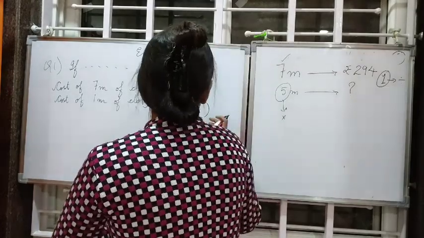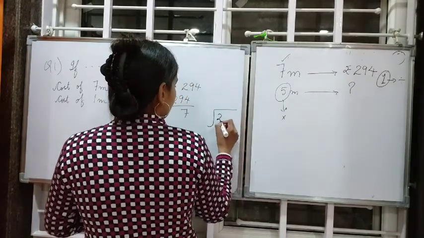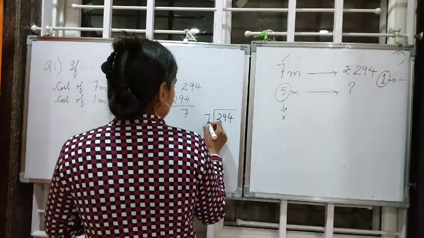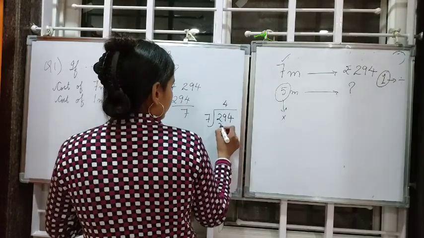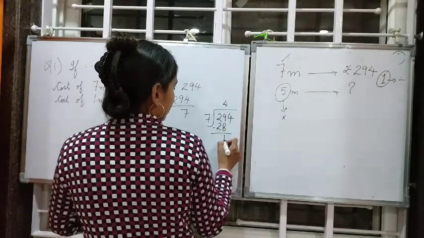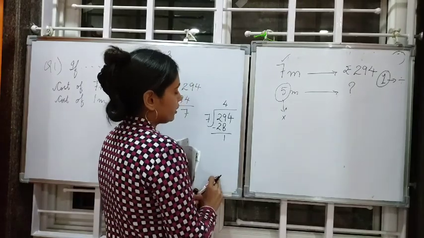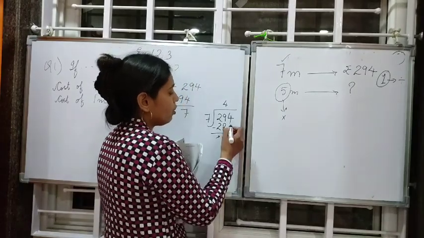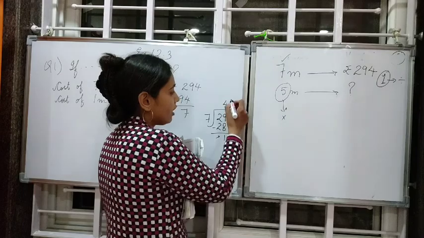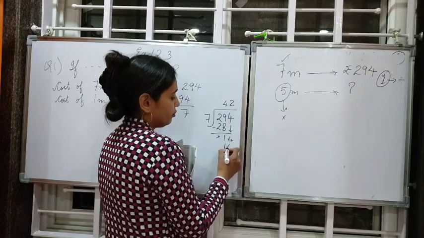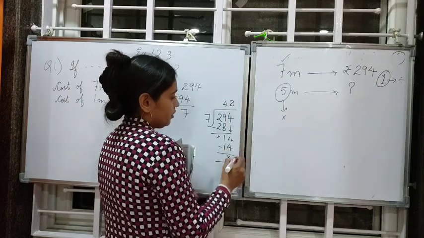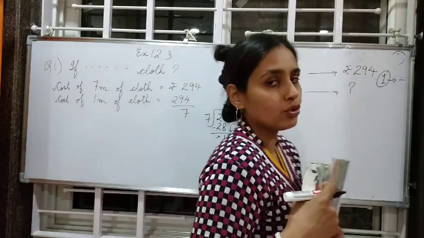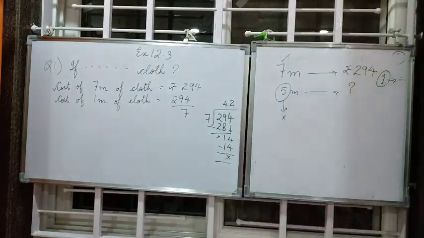No need to make a rough column, you can do it at the side. 294 divided by 7. 7 fours are 28. 9 minus 8 gives us 1. 2 minus 2 gives us 0. 4 comes down. 7 twos are 14. The answer is 42. So the cost of 1 meter of cloth is rupees 42.